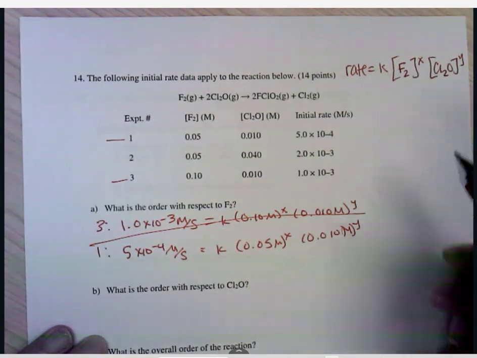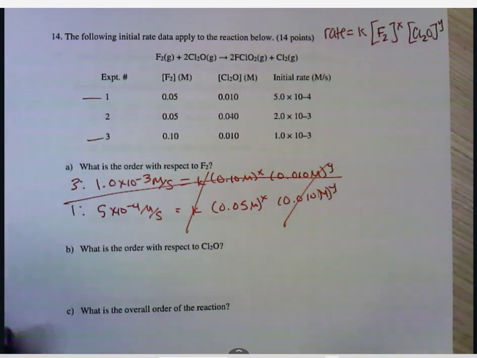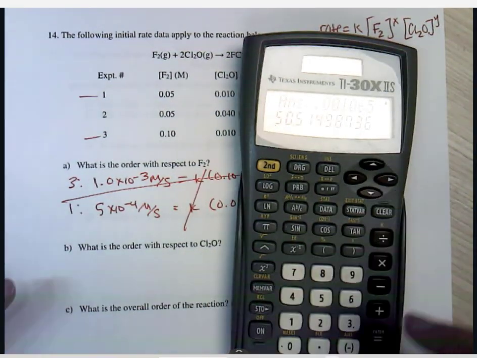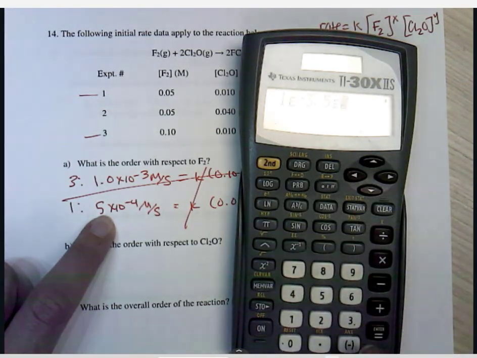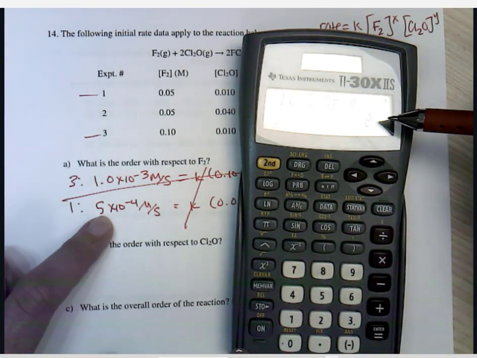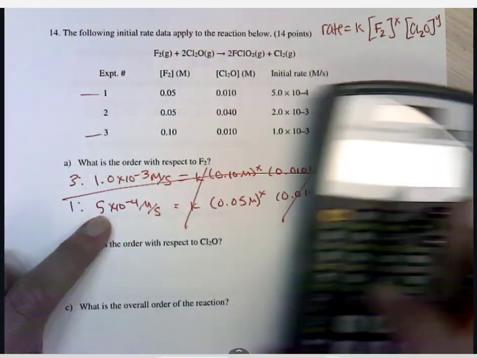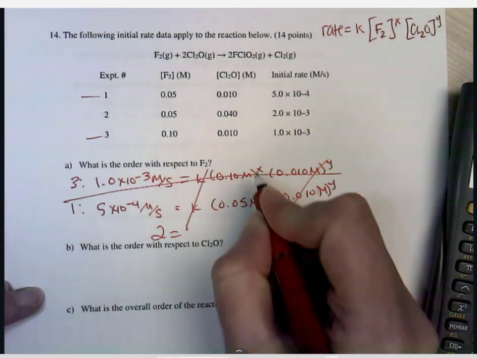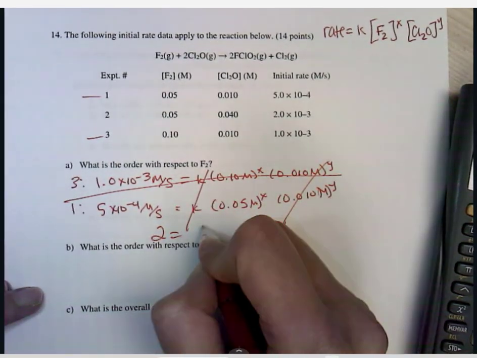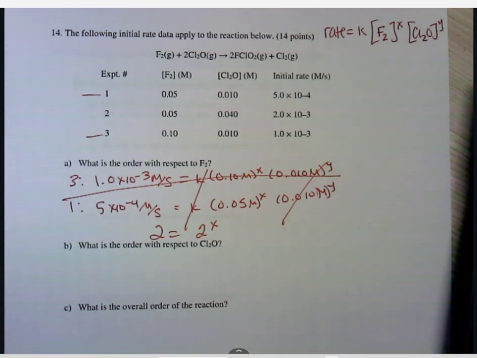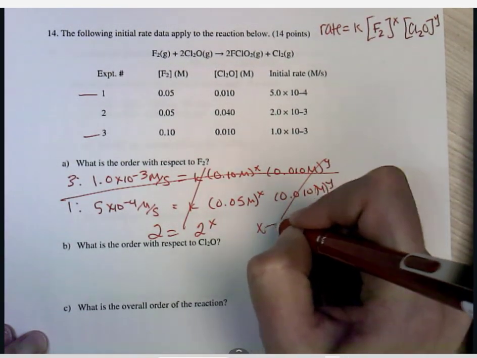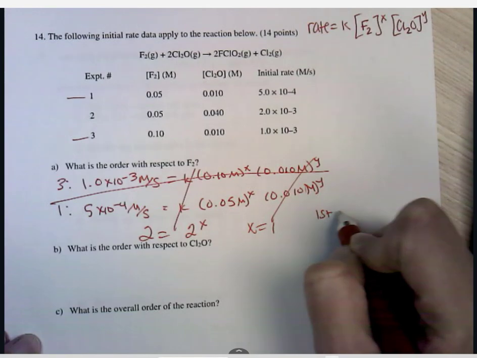And then I divide. Okay, so that's my division line I kind of crossed. All right, anyway, you get the idea. 1 times 10 to the minus third divided by 5 times 10 to the minus fourth gives me exactly 2. And then 0.1 divided by 0.05, divide the numbers, keep the exponent, the molarity would cancel. I get 2 equals 2 to the x, so x equals 1, so it is first order.